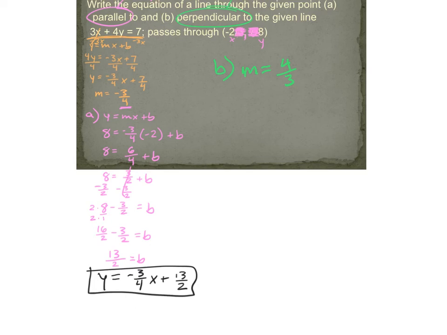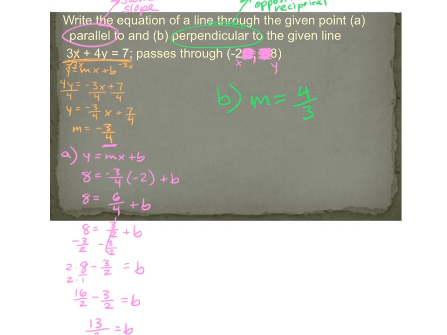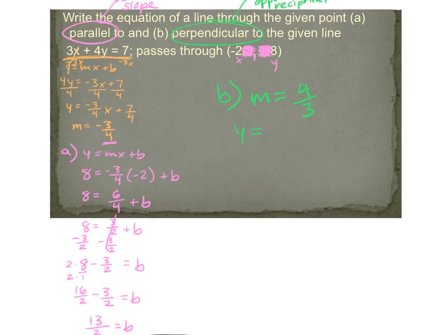Now, do you want to find the equation of the line in slope-intercept form or point-slope form? Slope-intercept. So slope-intercept, again, is going to be y is equal to mx plus b. So here we have our x, and we have our y, and we have our m. So we're just going to plug it all in and solve for b. So our y is 8, our m is 4/3, and our x is negative 2.